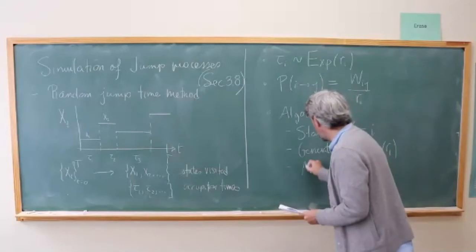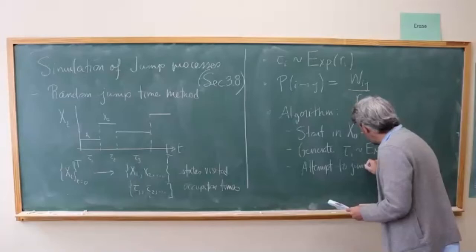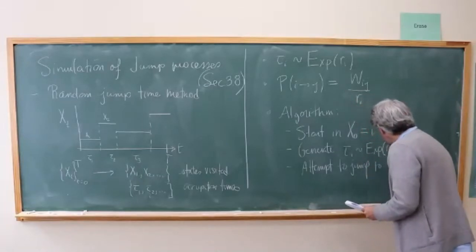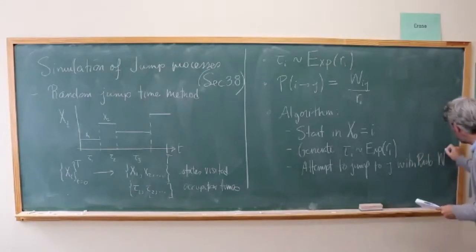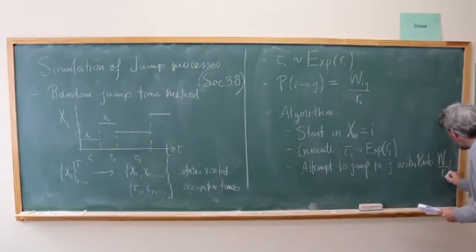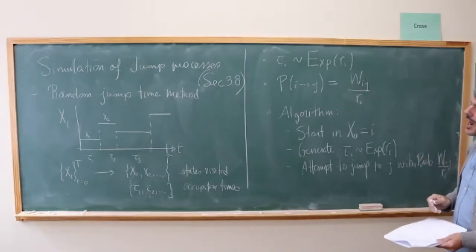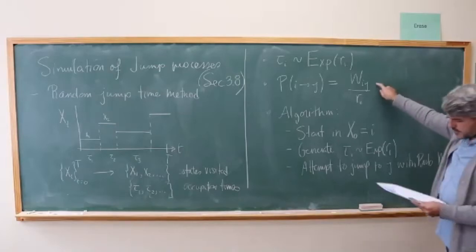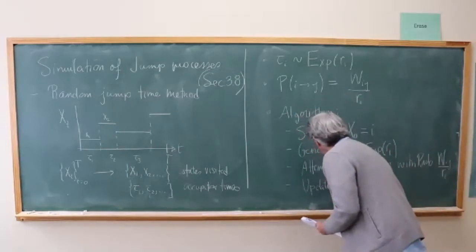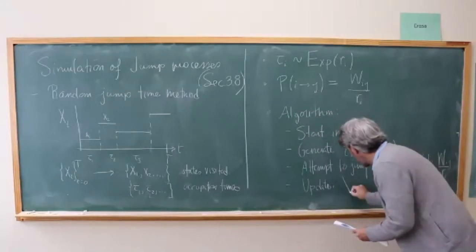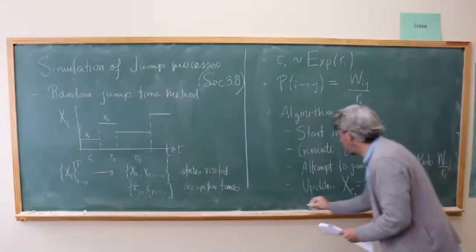And then at the end of the time, you attempt to jump to a state j with probability Wij divided by Ri. So you're at the state i, you want to jump to some of the possible j's that are connected to i. You do this with some probability given by this, and then you update. But now you don't update at the delta t, you update after the time t at tau 1. And then you repeat.